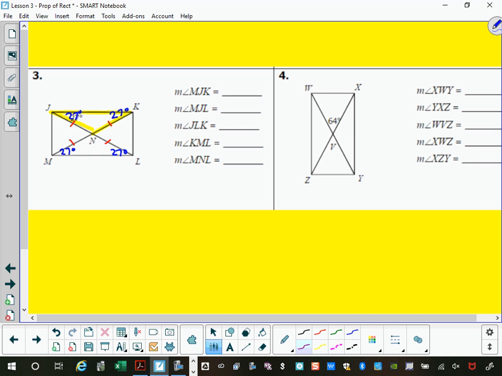Now, I haven't figured out this top middle angle here, but I can. There's how many degrees inside of a triangle? So let's do 180 minus 27 minus 27 to get that vertex angle. What do you get? 126. You get 126. So 126 there and 126 there. They're just vertical angles. So now that I have those two triangles, I can figure out the other one.